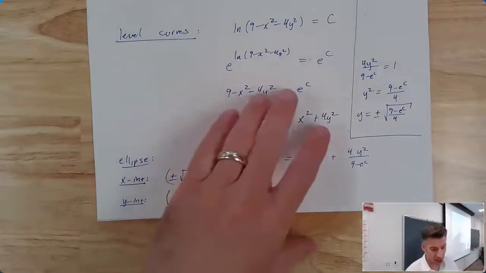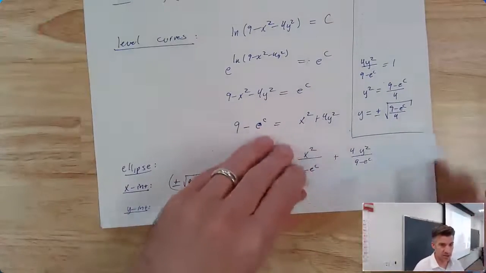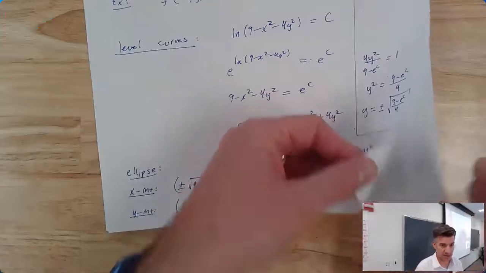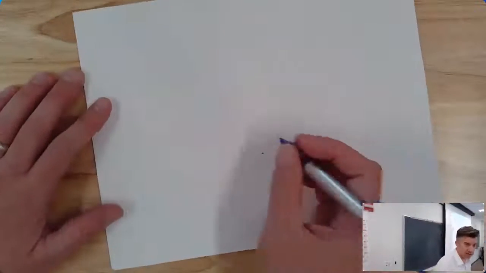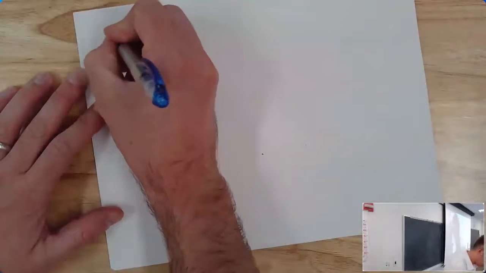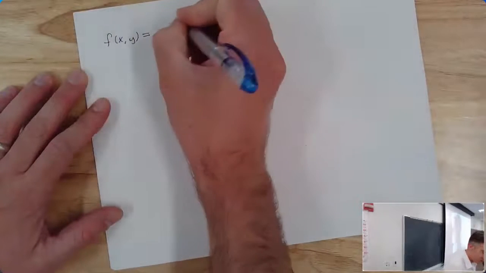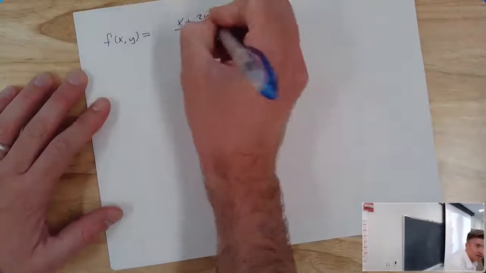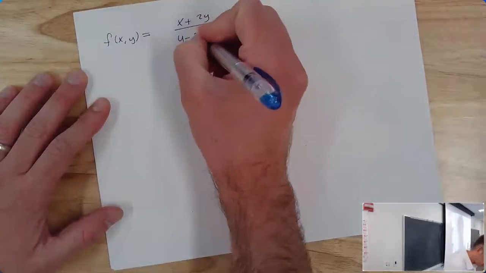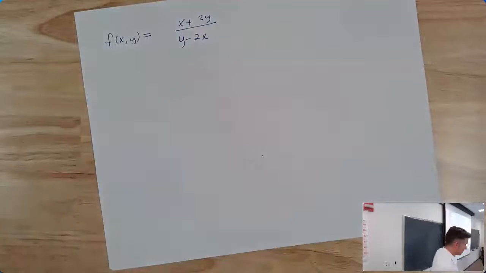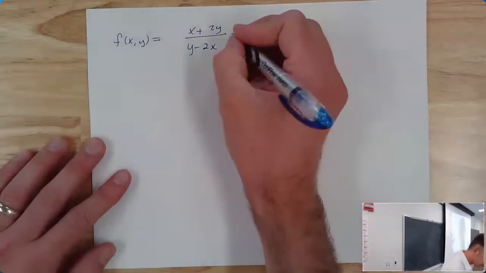So let's take a look at this other question here from the practice test. Specifically, let's look at part C. Yeah, and we can talk about parts A and B too if you guys want. But let's look at part C. So for part C, we have f of x, y equal to (x plus 2y) over (y minus 2x). And we're going to set that equal to a constant.